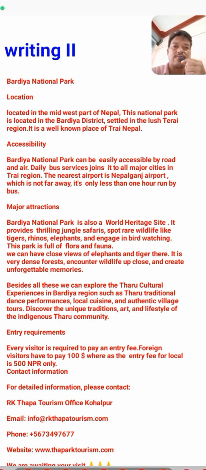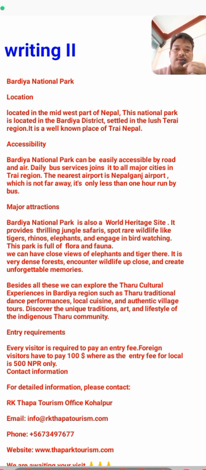And the second was, students, the location and accessibility. Bardia National Park can be easily accessed by road and air also, and daily bus services join it to major cities in the Terai region. The nearest airport is Nepalgunj Airport, which is not far away from there. I think it will not take more than 1.5 hours by bus from Nepalgunj Airport to Bardia, hardly more than 1 hour.